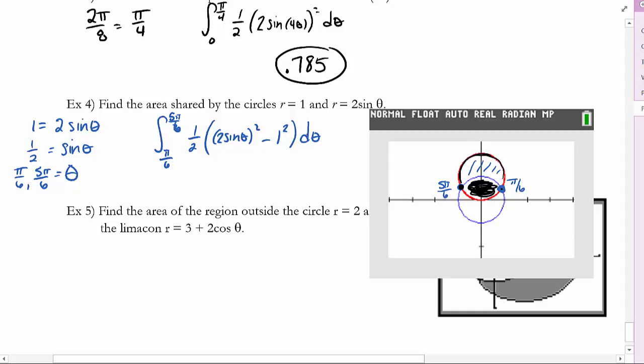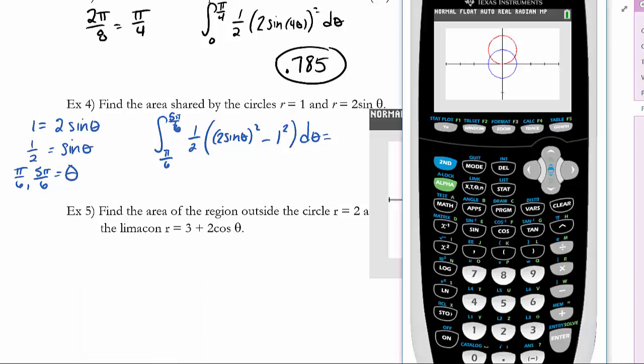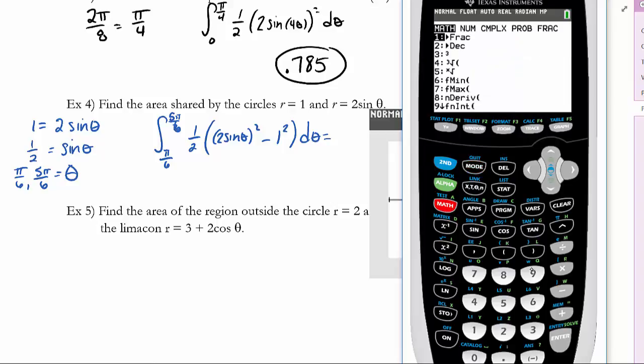So I have pi over 6 and 5 pi over 6. This will get me that stripy area. So if I do it in the calculator real quick, I'm going to have, let's see, math 9. I know it's boring watching me do this in the calculator. Pi over 6, 5 pi over 6, of 0.5. And then, let's see. I don't remember which one came first. Let me check here. The 2 sine theta is R2.